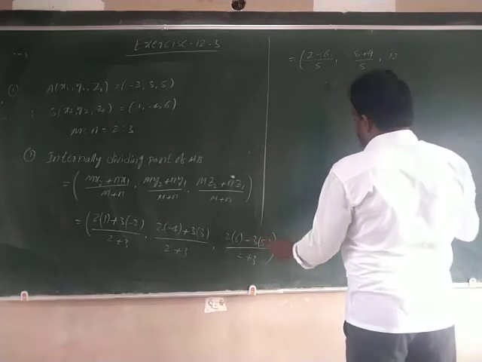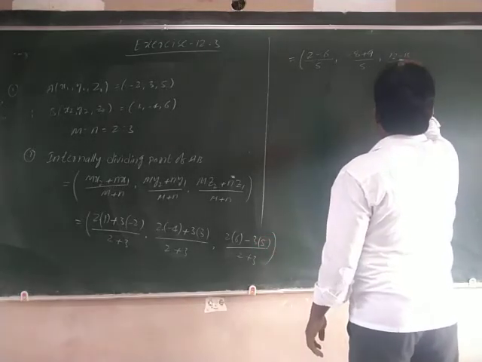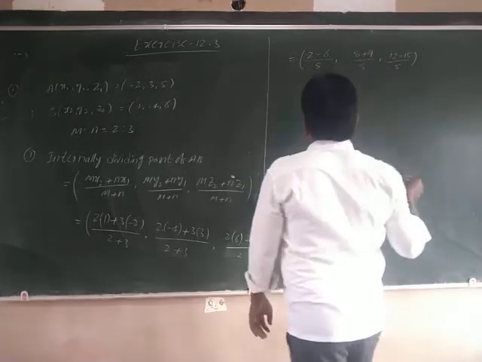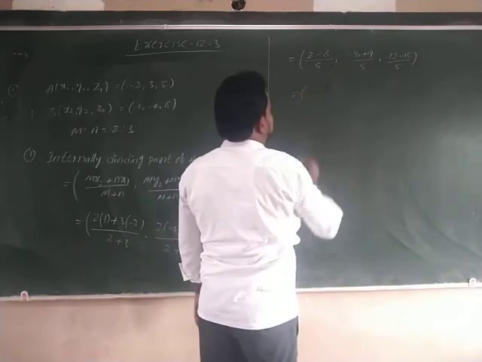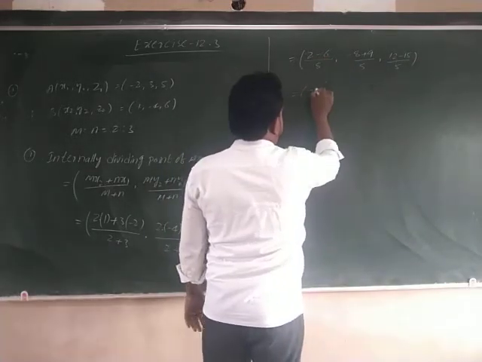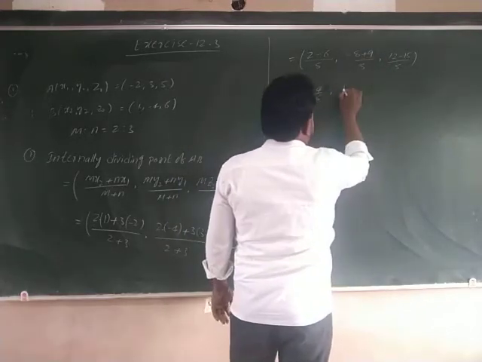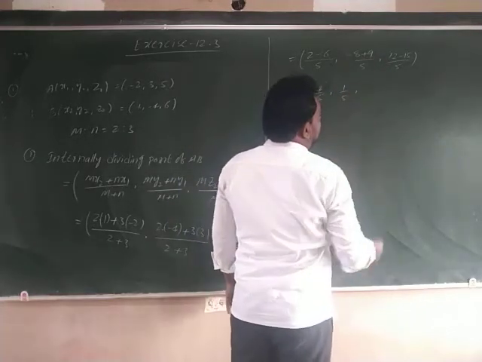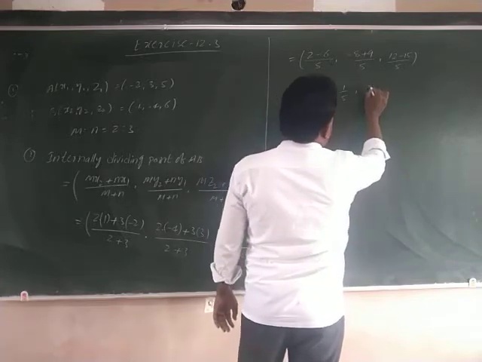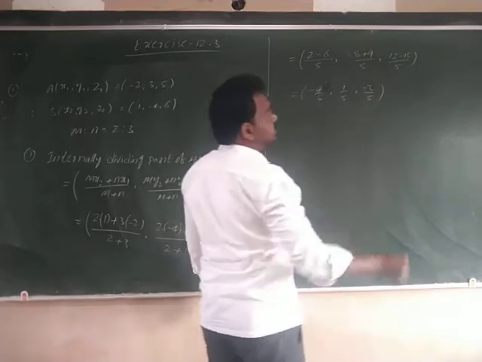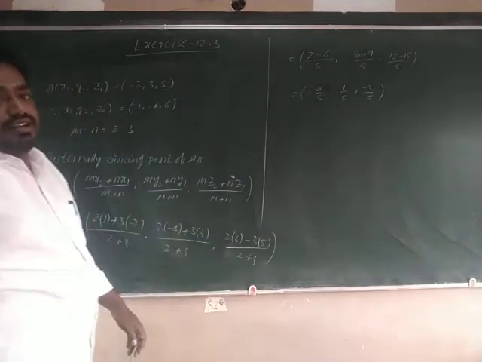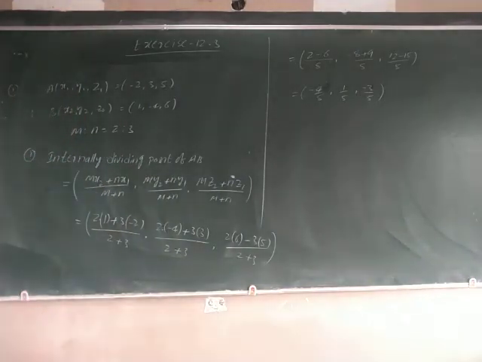plus 3 into 5 is 15, by 3 + 2 is 5, and this equals -4 by 5, 9 - 8 is 1 by 5, 12 + 15 is 27 by 5. Understood? This is the internally dividing point.